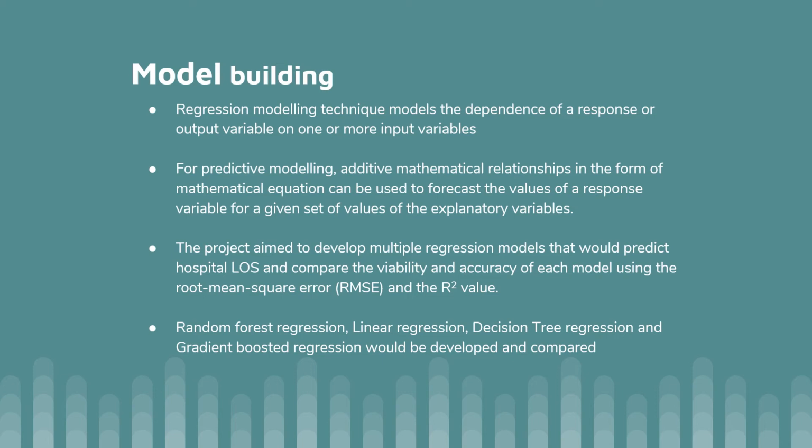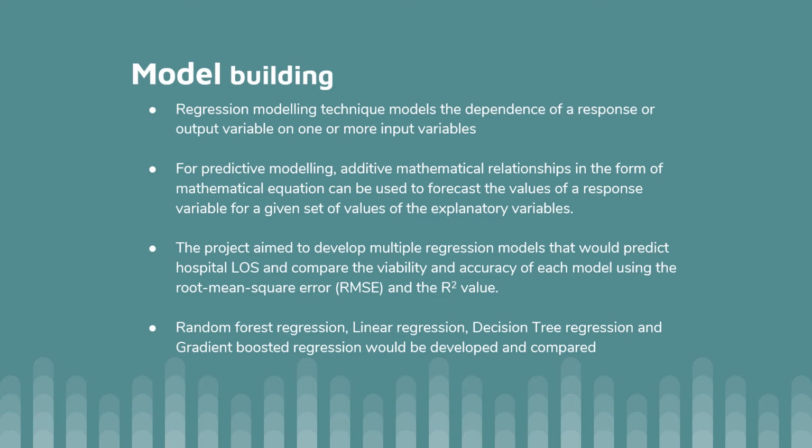There are two ways to determine the accuracy of regression models. One would be the root mean square error, or RMSE value, and the R-square value. The root mean square error value basically projects the differences between the predicted value of the response variable and the actual value from the observation. So it can be assumed that the lower the RMSE value, the higher the accuracy of the regression model.